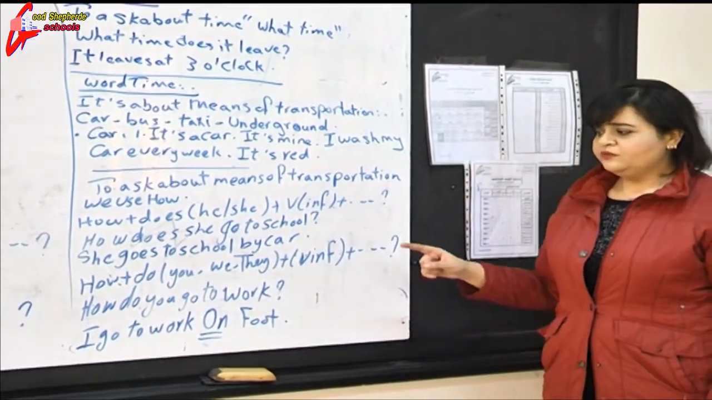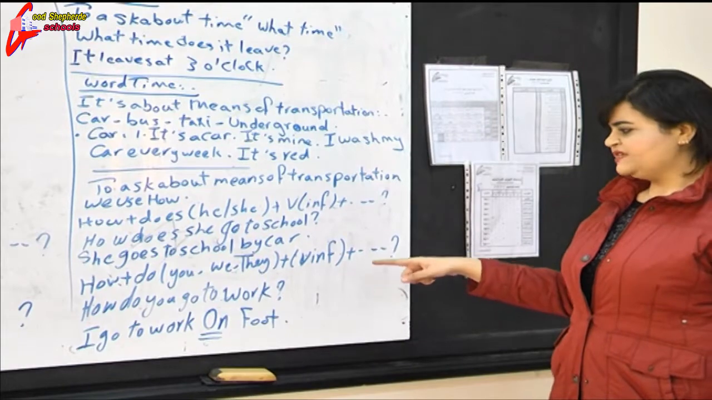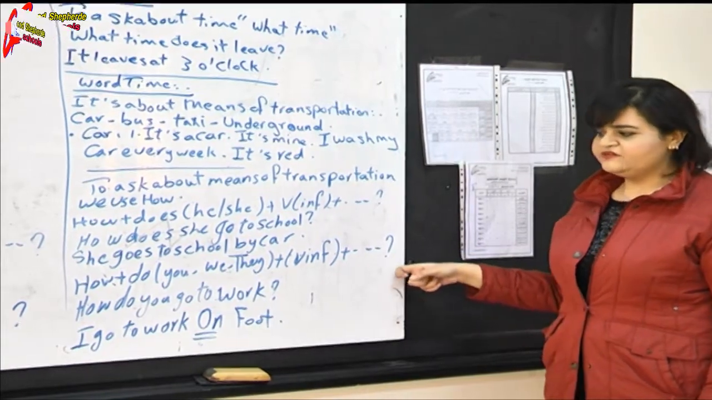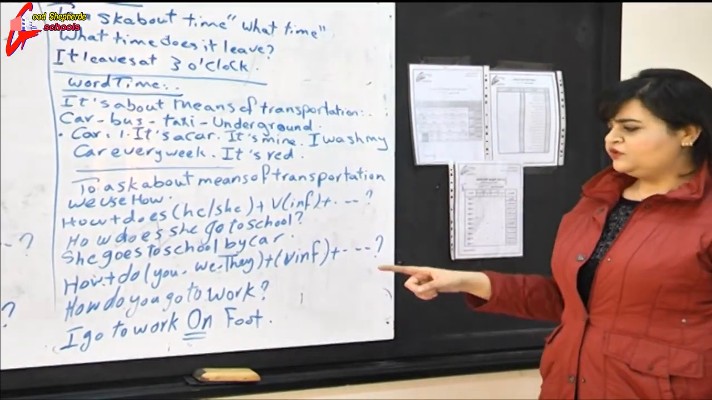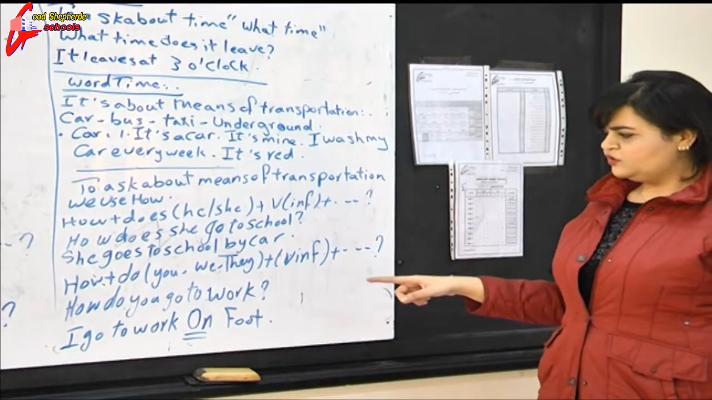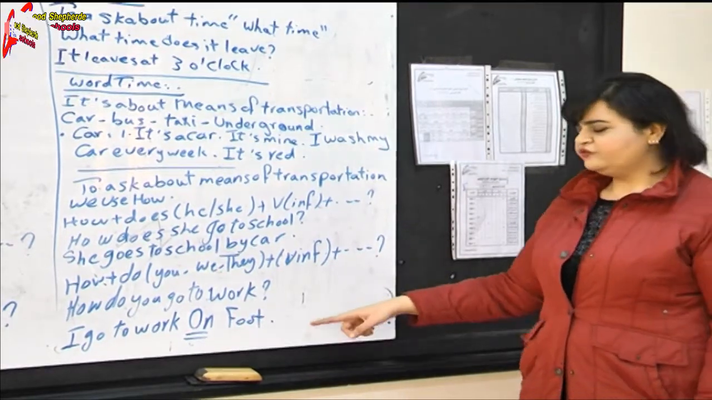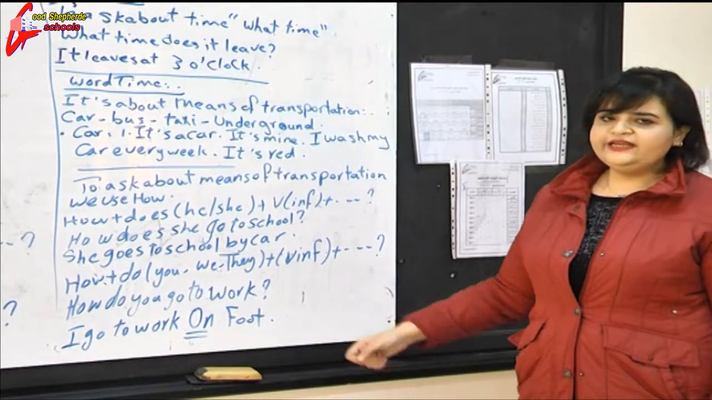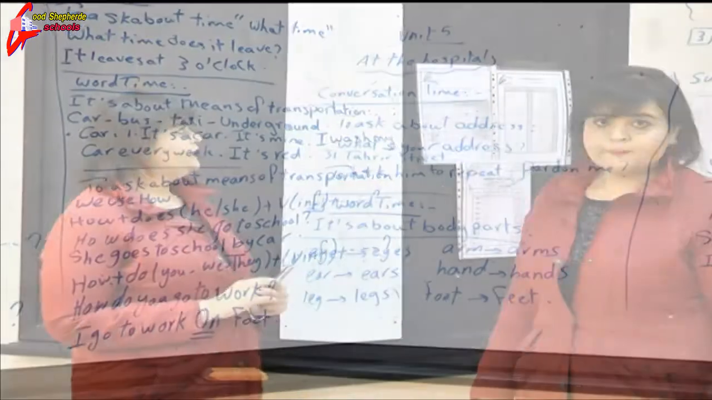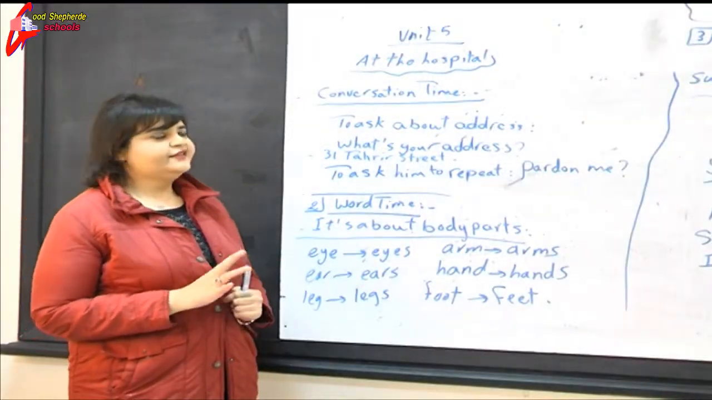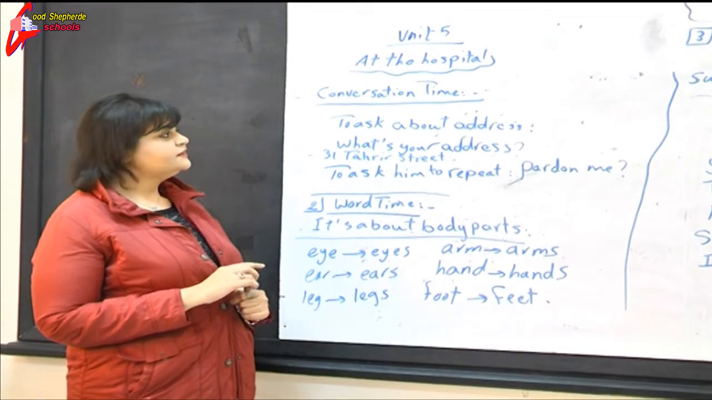How do you, or we or they, plus the verb in infinitive, plus the complete answer. How do you go to work? I go to work on foot. So before foot only we use on. Unit 5, at the hospital, and before any place we use at.